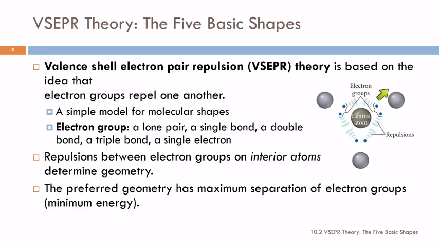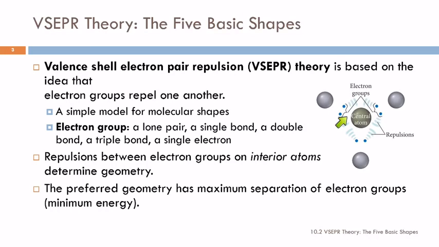So if we look at this representation of a molecule here, here's a central atom. There's a pair of bonding electrons that are holding these two atoms together, a pair of bonding electrons holding those, and another pair of bonding electrons over here. VSEPR theory says that these pairs of electrons are repelled by each other, and that makes sense.